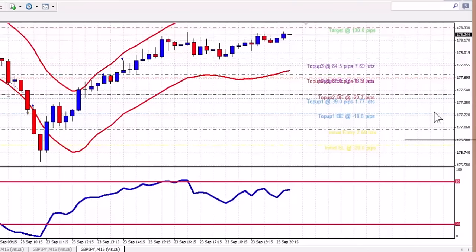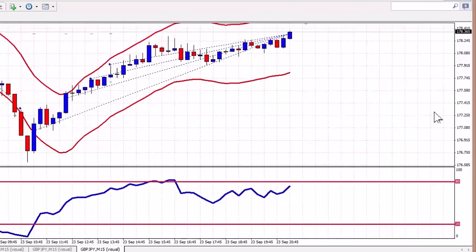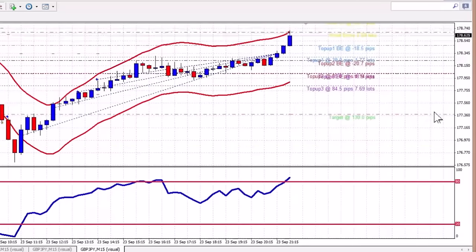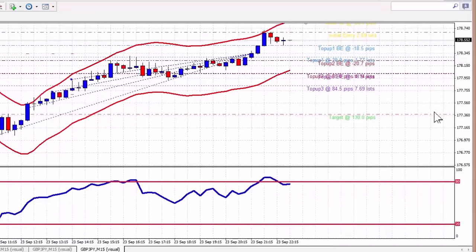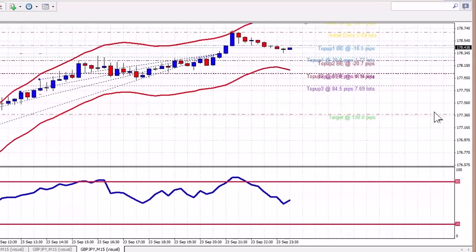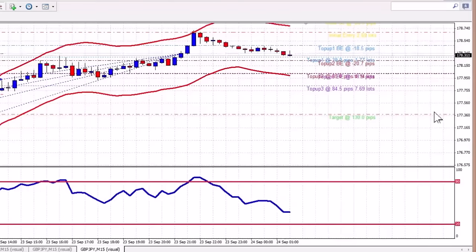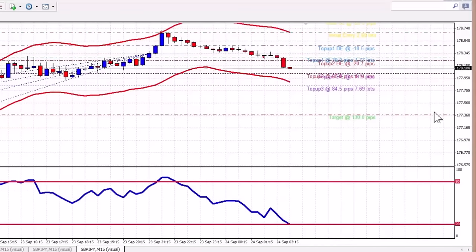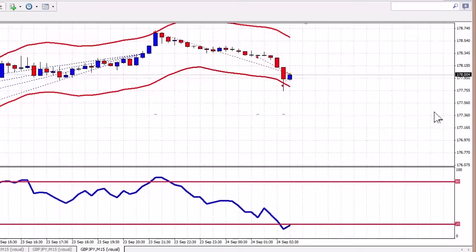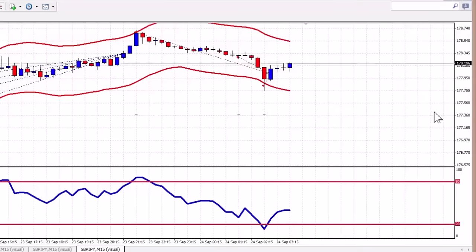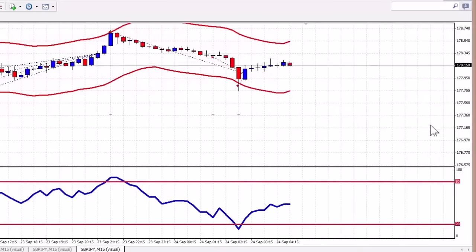Now this is good where you are using an EA, because psychologically watching that was quite tough. There's another activation. First top up activated. Second top up got activated. Third top up got activated. And it got stopped out. Can you believe it?